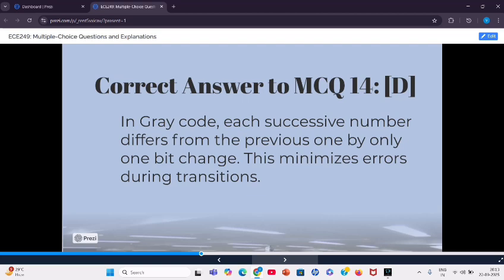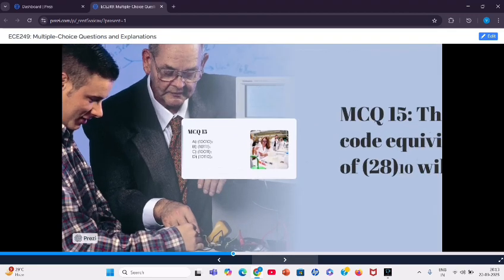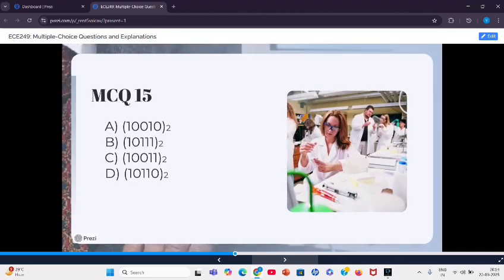In gray code, each successive number differs from the previous one by only one bit change. This minimizes error during transition. Moving on to the next question. The gray code equivalent of 28 decimal will be. Options are option A, 10010; option B, 10111; option C, 1011; option D, 10110.